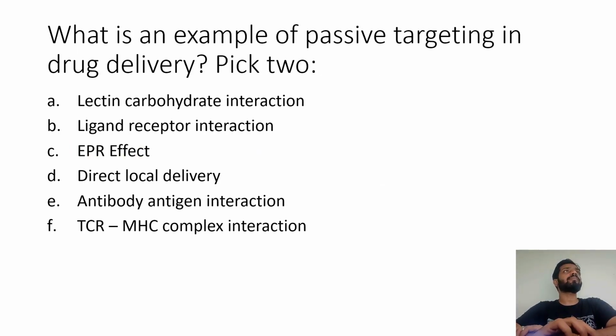Okay. What is an example of passive targeting in drug delivery? So we've looked at C and D. Yeah, we've looked at this before. So EPR effect and direct local delivery.